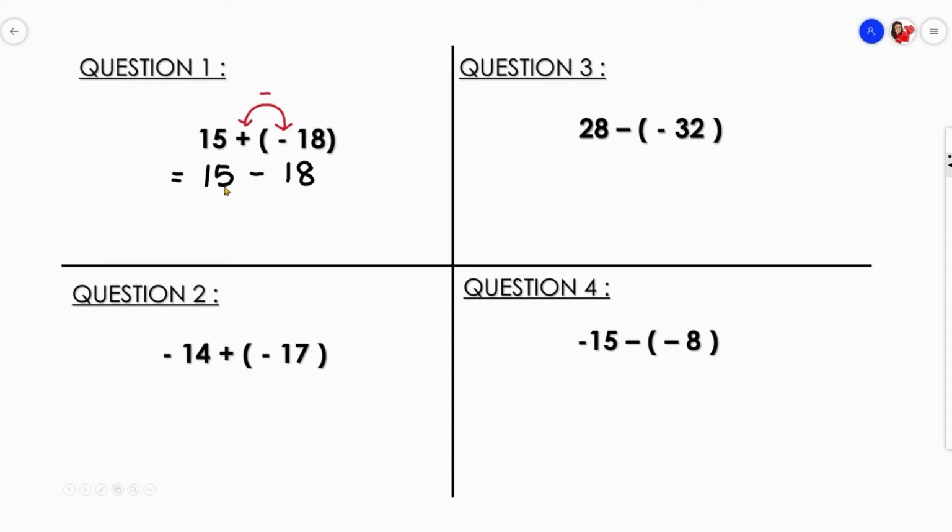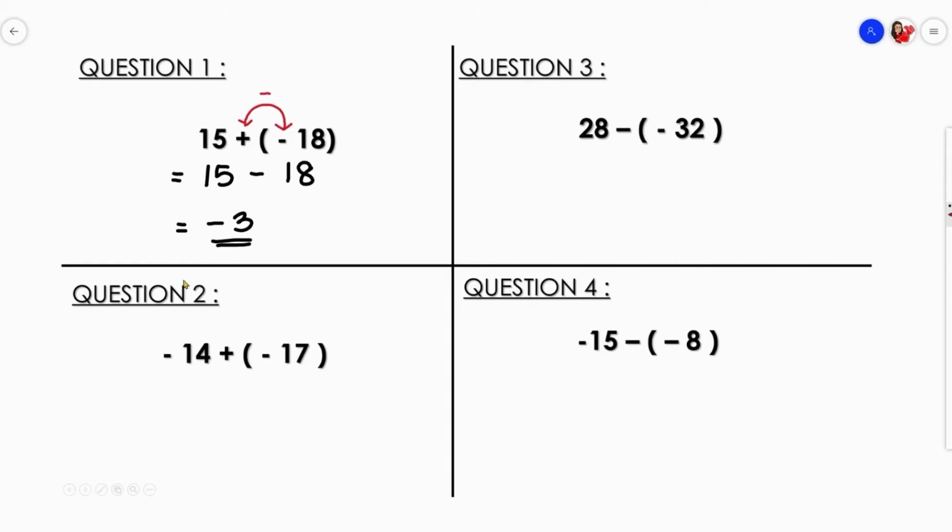So 15 is a positive value, which means money that you have, but negative 18 or minus 18 means that you are owing $18. If you owe someone $18, you are only able to pay them back 15 because that's all you have. So you're still owing the person another $3. Since you're still owing the person, you have to use a negative symbol and the number 3.